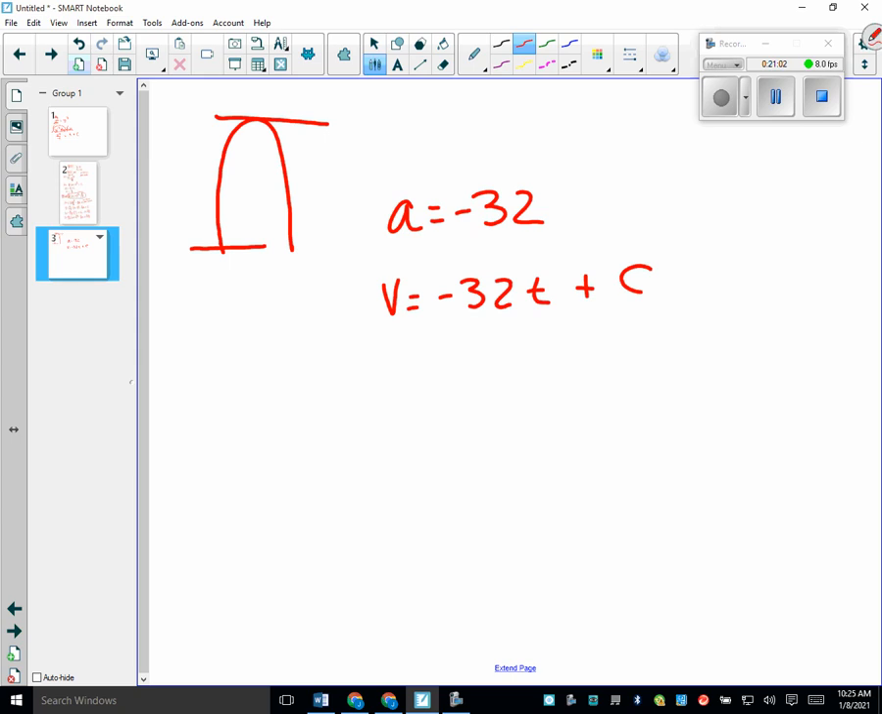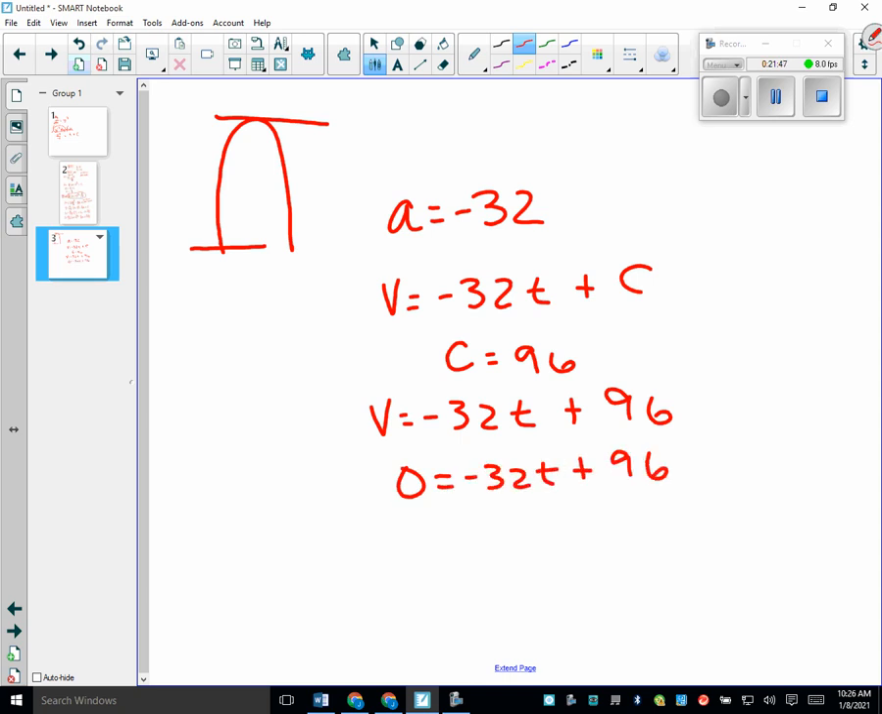Now, what do I know? We know the V naught is 96. So, T is 0, V is 96. Do I know that? So if T is 0, V is 96, is C 96? So V equals negative 32 T plus 96. Do you all agree? What am I trying to find? When velocity is 0. So 0 equals negative 32 T plus 96.